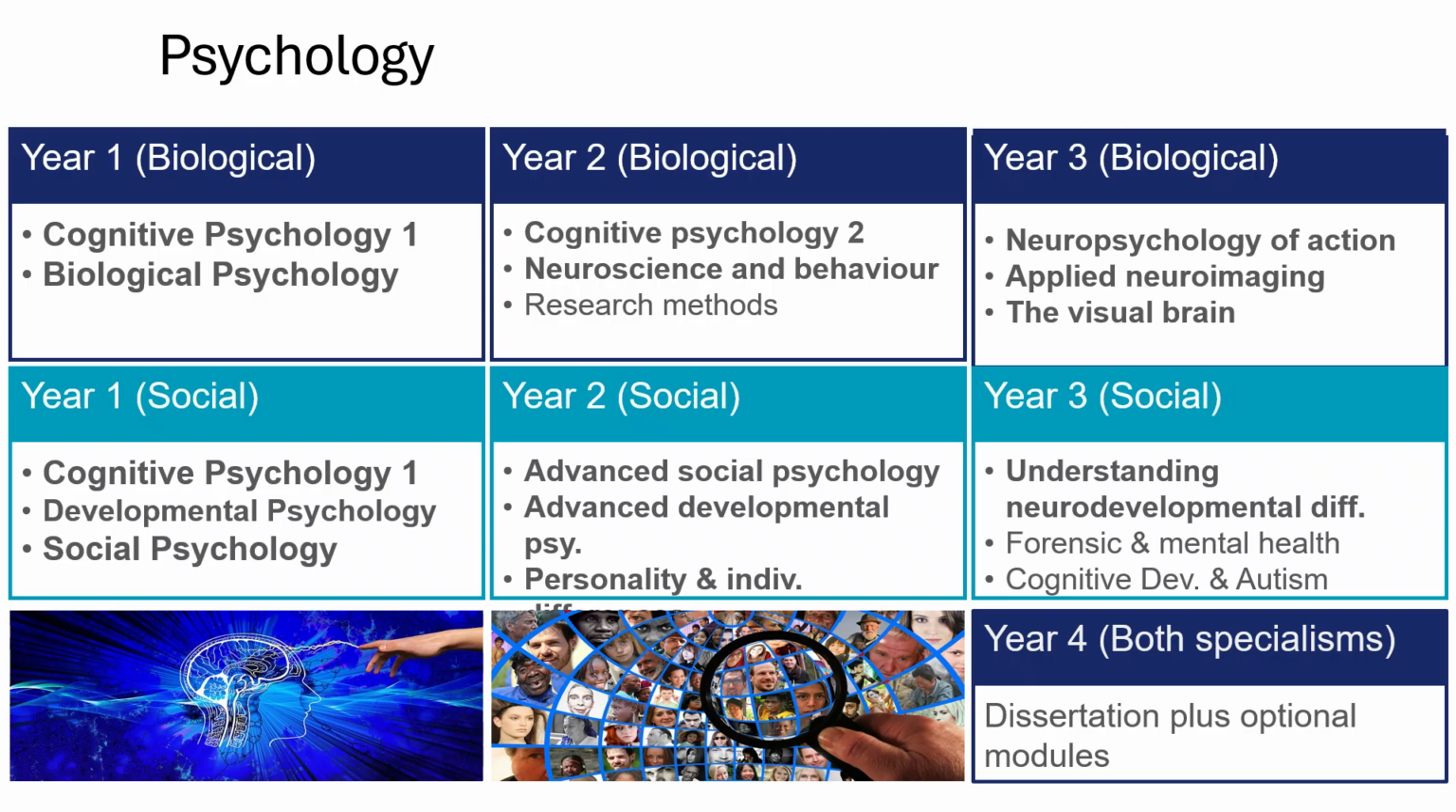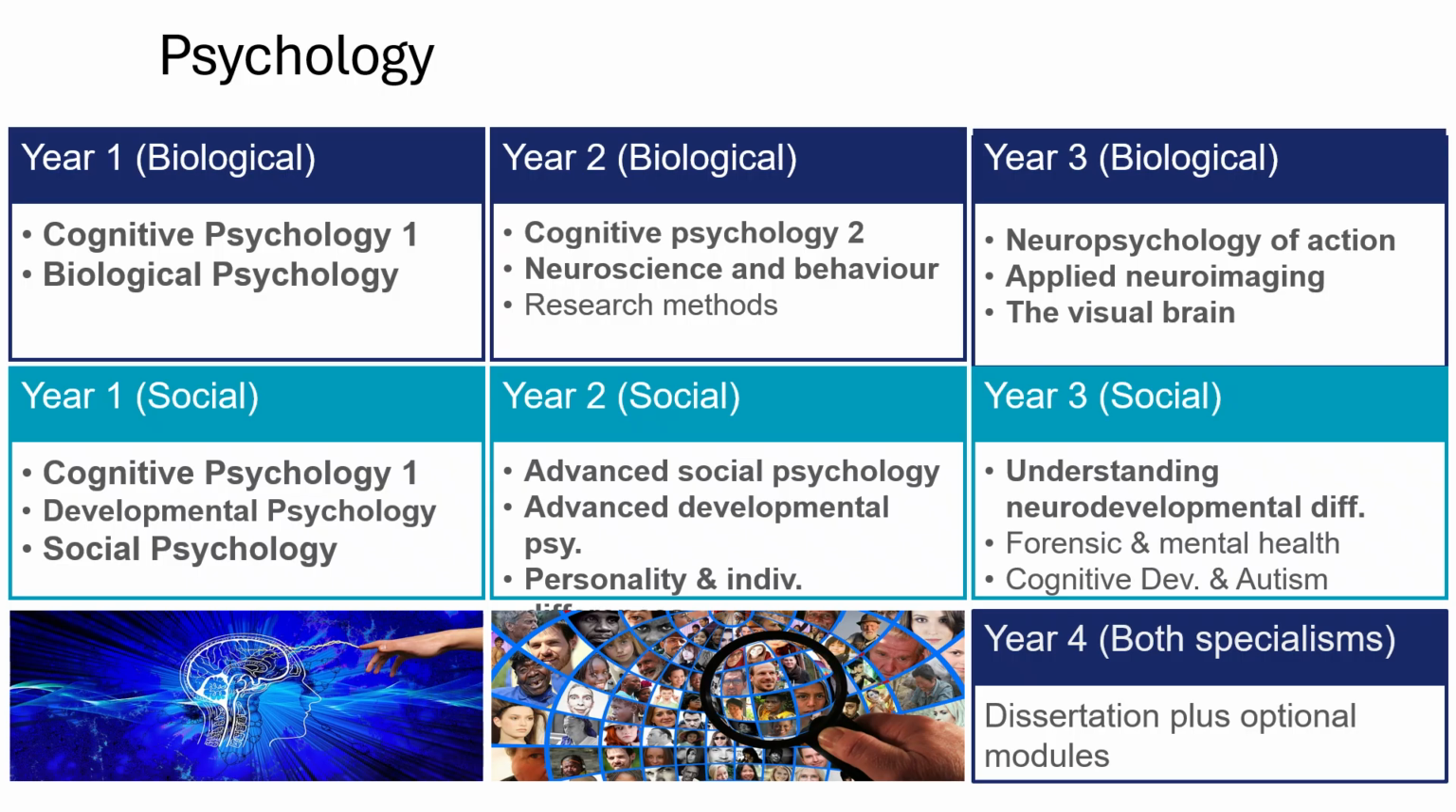And then in year 2, you will progress on cognitive psychology, building up from what you study in the first year. And you will have another core module on neuroscience and behavior, where you will study how the brain and body determine behavior in people and other animals.